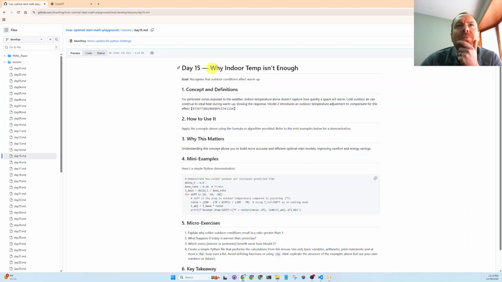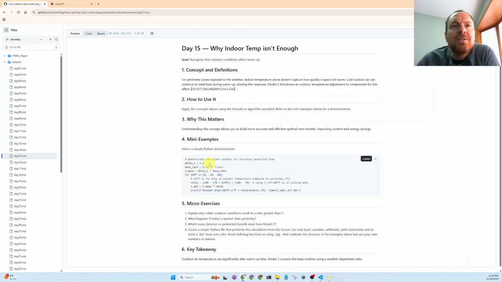Okay, so day 15, why indoor temperature isn't enough. The perimeter zone is exposed to weather. Indoor temperature alone doesn't capture how quickly a space will warm, due to that part of the paper that we talked about, the Monday morning issue, thermal mass, different kinds of properties of building types like concrete versus wood. Cold outdoor air can continue to steal heat during warm-up, slowing the process. Model 2 introduces outside air temperature to account for this effect.